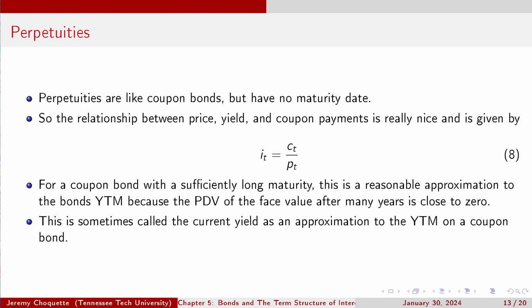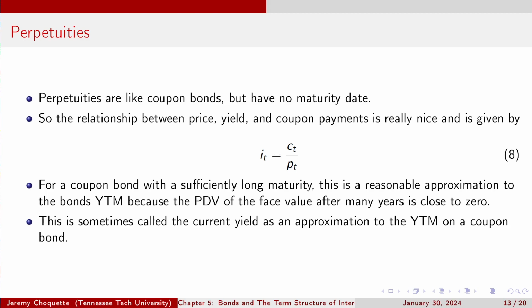Perpetuities, another kind of bond here. Perpetuities are like coupon bonds, but they have no maturity. So the relationship between price, yield, and coupon payments is really nice here. It's I equals C over P. Coupon payments over the price equals the interest rate.